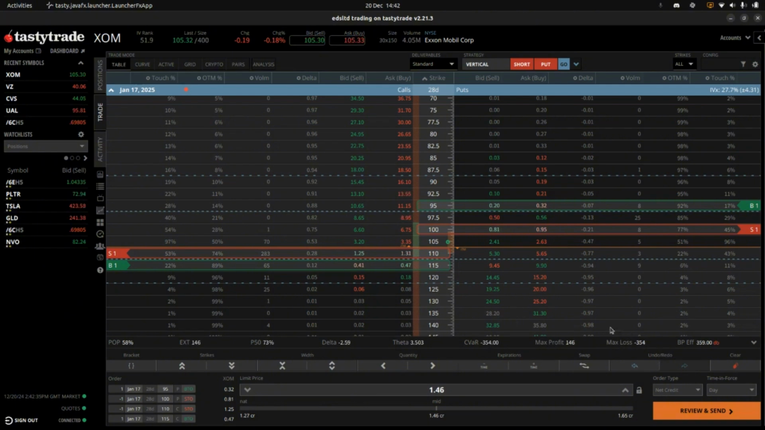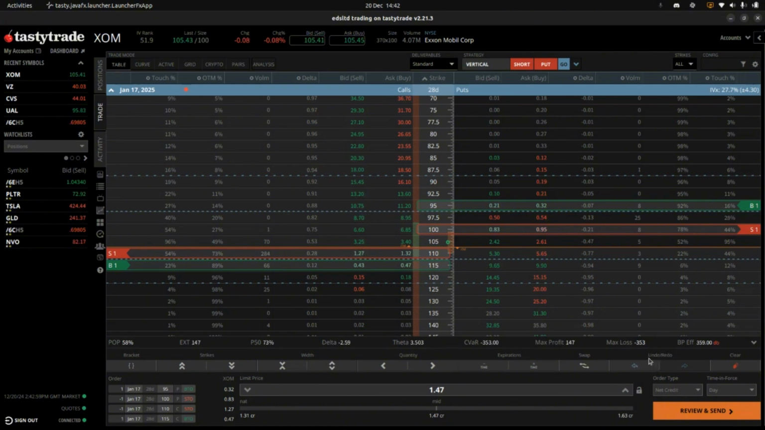Now, how do we know what our max loss is? It's the spread in between the two contracts, the short and long contract, which is $5, minus the premium that we collect up front, which is $1.46. Whatever that works out to be, you times it by the contract multiplier. Remember, each equities contract controls 100 shares of the underlying. So you times it by 100, and this is how you end up with your max loss figure.